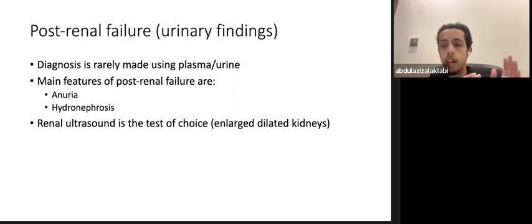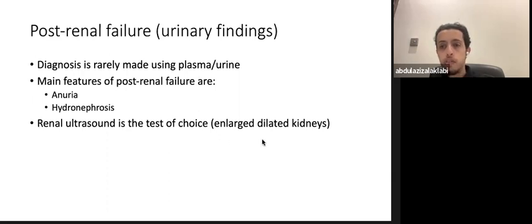However, I'm going to show you guys that later on, the tubular cells become dysfunctional, and you realize the findings become more like intrinsic renal failure, because as a result of the high pressure, the tubular cells are dysfunctional and the nephrons become dysfunctional. So this is why we don't really use diagnosis using the urine and the plasma. The main method of diagnosis is with renal ultrasound.